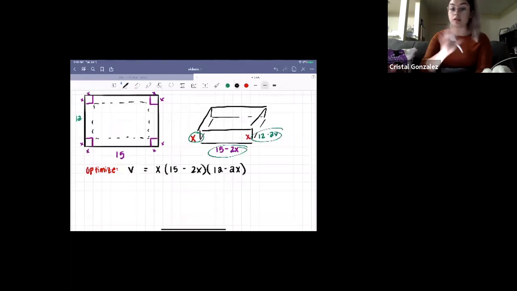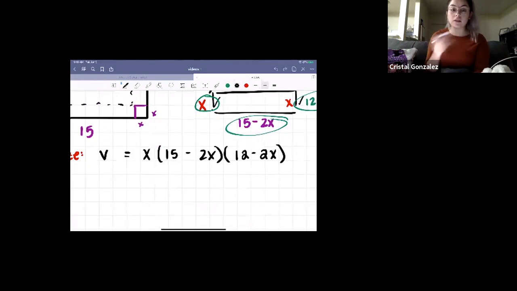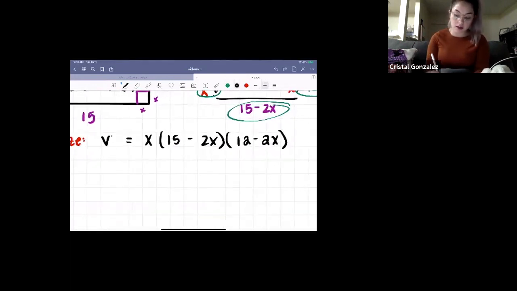Perfect. And this is beautiful, because guess what? We only have one variable, and our function that we're trying to optimize is V. And when I have to solve for this, then it's all good. I just have one variable. I don't have to substitute anything. So this is my equation of my volume, and it's all in terms of a variable x.